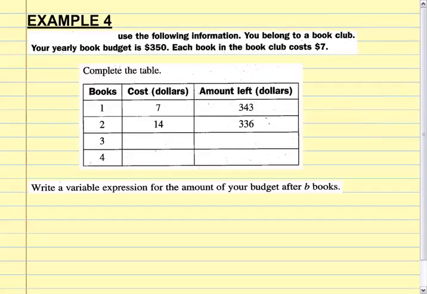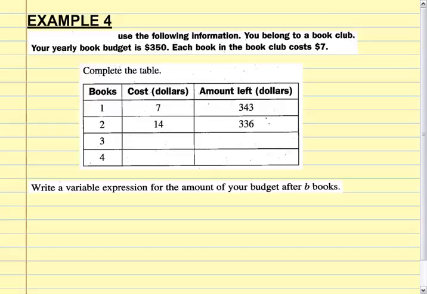Now, let's look at this next one. They've got a couple of things here for us. It says, use the following information. You belong to a book club. Your yearly book budget is $350. Each book in the book club costs $7. So one book costs $7. That means I've got a total of $343 left.